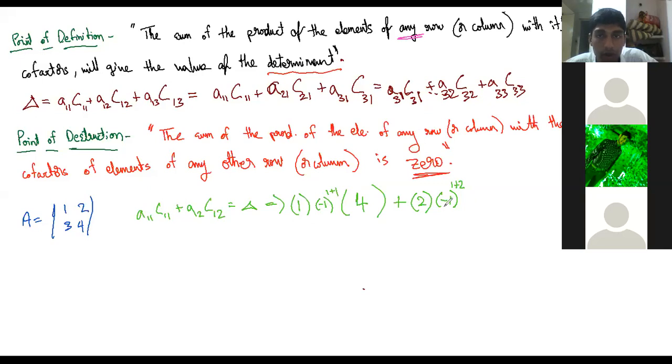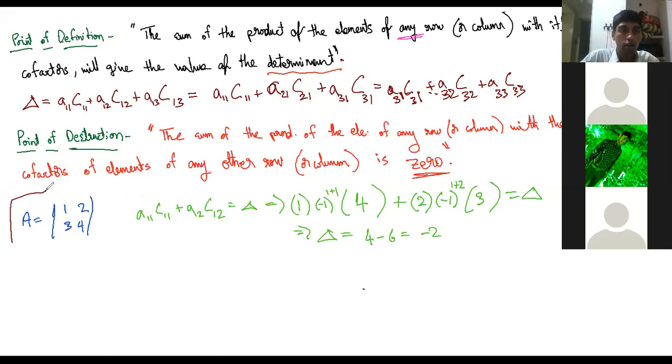Now 2 into minus 1 power 1 plus 2 into, अच्छा, what is the minor here? बोलिए अविंशु. इसका माइनर क्या होगा? 3. So this is how you calculate the determinant delta. So from here, can anyone tell me what is the determinant? 4 minus 6, so -2. So today all of you have learned a very important point. You have learned how to calculate the determinant of a matrix. -2.